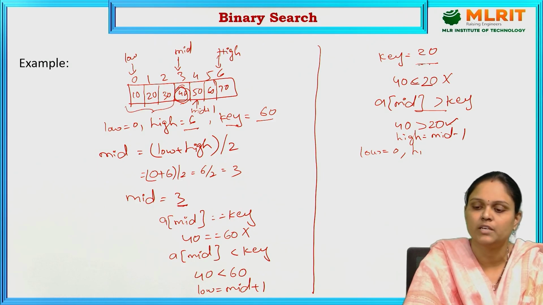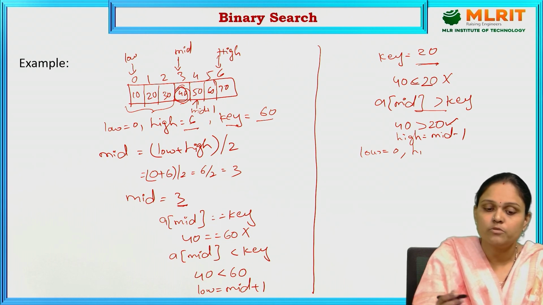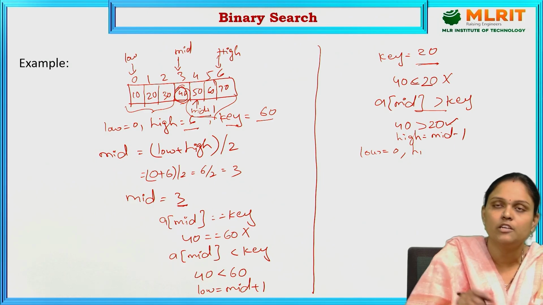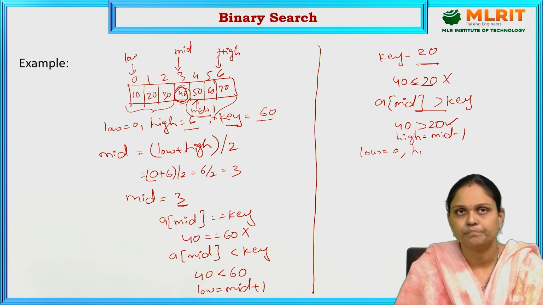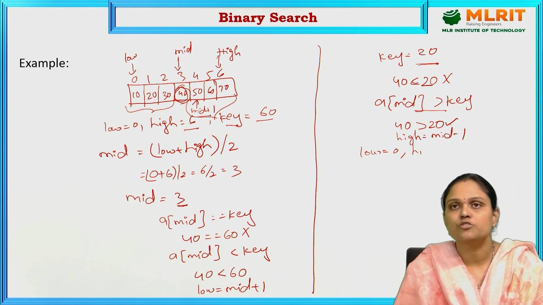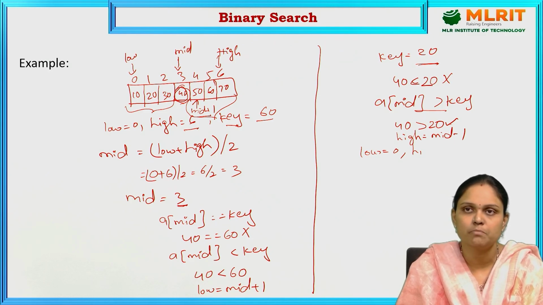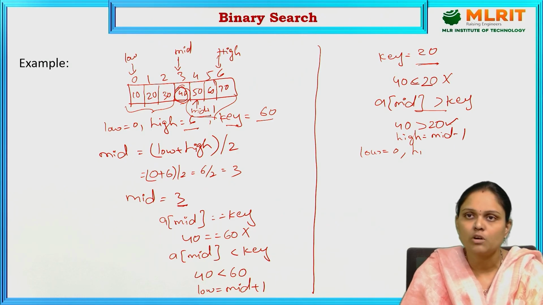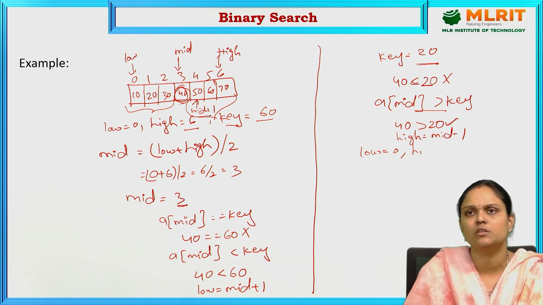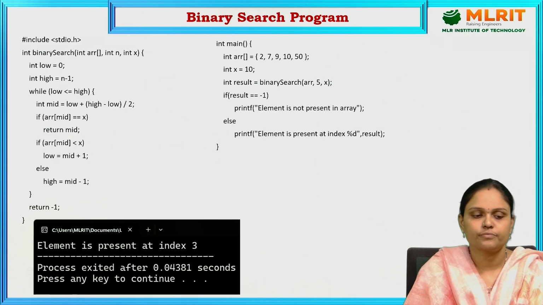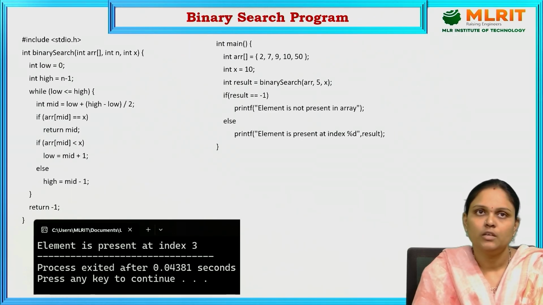Suppose if you are taking key equals 60, then we need to search in this array, where the low value is mid plus 1 and the high value is the same, it is not changing. This process should be continued till the element is matching with the middle element. If none of the elements match with the middle element, then the element is not found in that list. So this is an example of binary search.